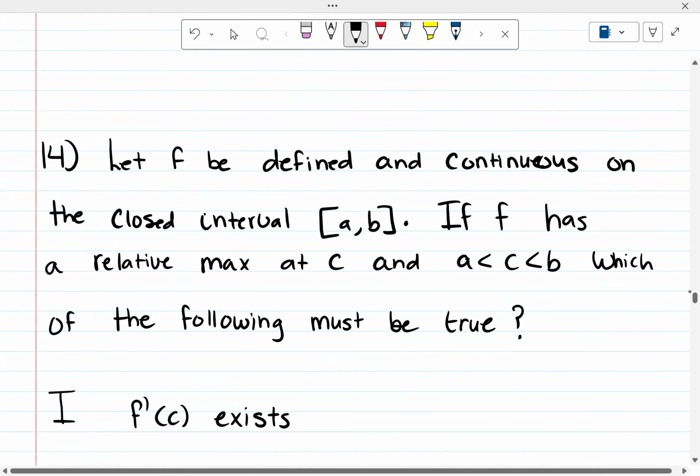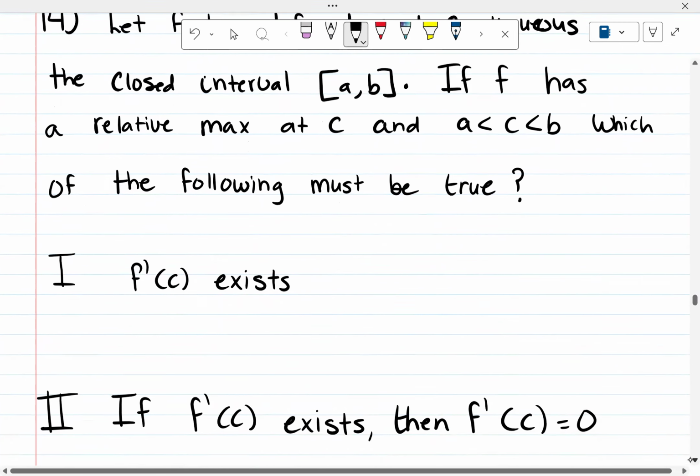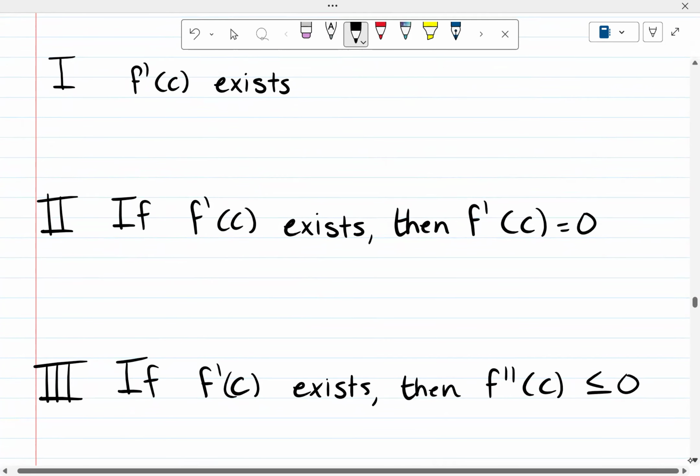Let f be defined and continuous on the closed interval a to b. If f has a relative max at c, and c is between a and b, which of the following must be true? Is it Roman numeral 1, where f prime of c exists, or is it Roman numeral 2, if f prime of c exists, then f prime of c equals 0, or is it Roman numeral 3, if f prime of c exists, then f double prime of c is less than or equal to 0?